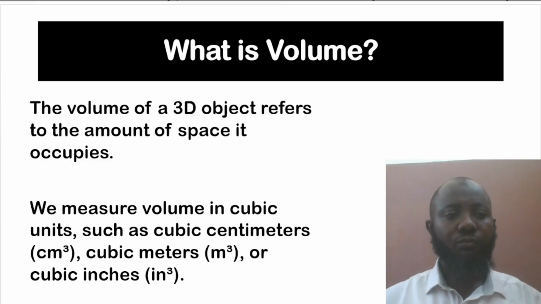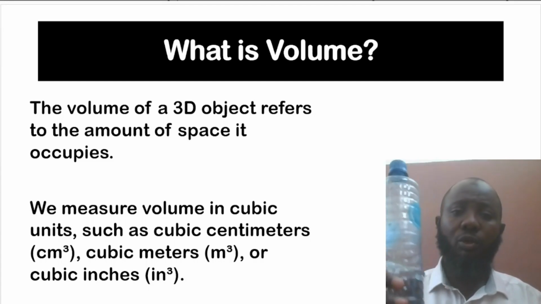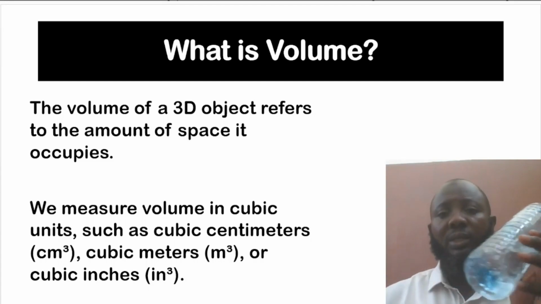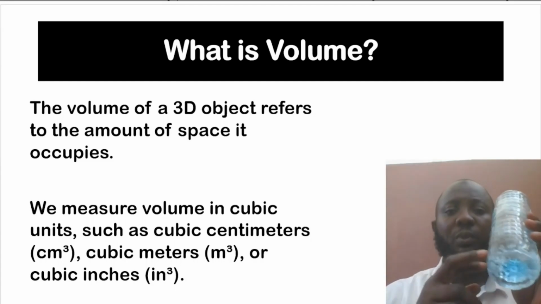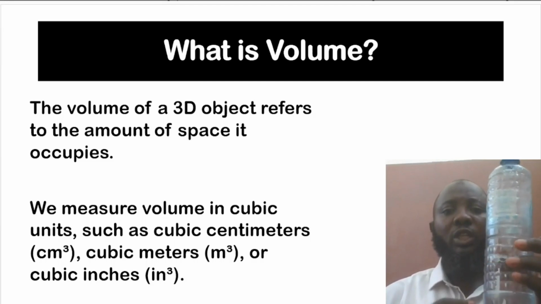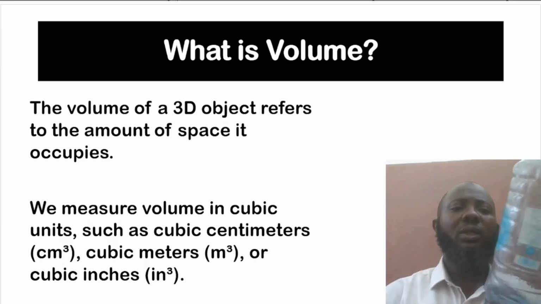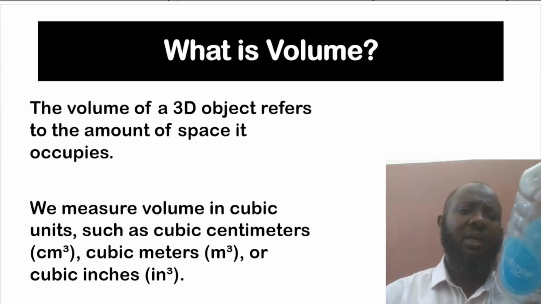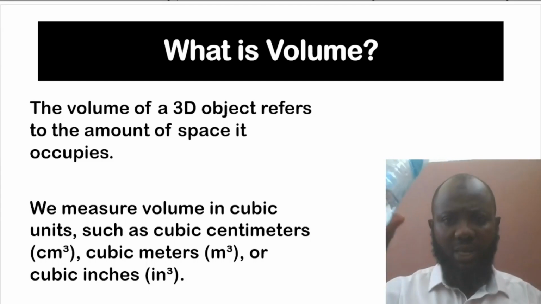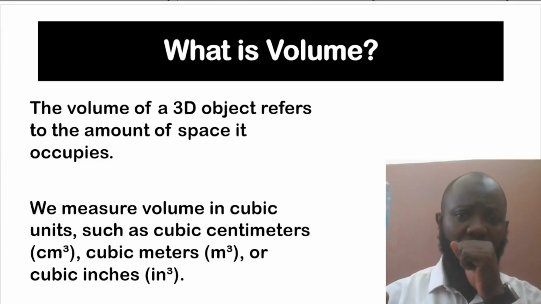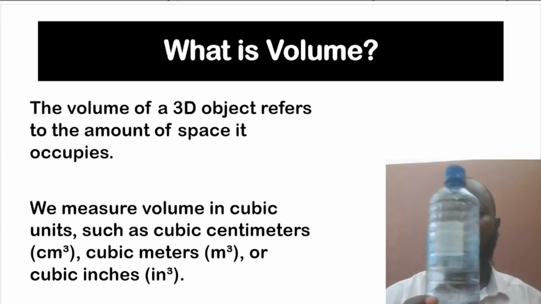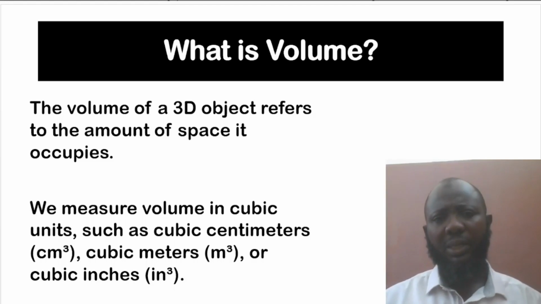So let's look at the next one. What is volume? The volume of a 3D object refers to the amount of space it occupies. I've explained that earlier on. If you look at this bottle that you are seeing here, its volume is the amount of space it occupies. But when it comes to capacity, that is, what is the capacity of the liquid it can contain? That's why this one is, I think, 75 cl, so 75 centiliters. That is the meaning of volume and the difference between it and capacity, which I've talked about before.